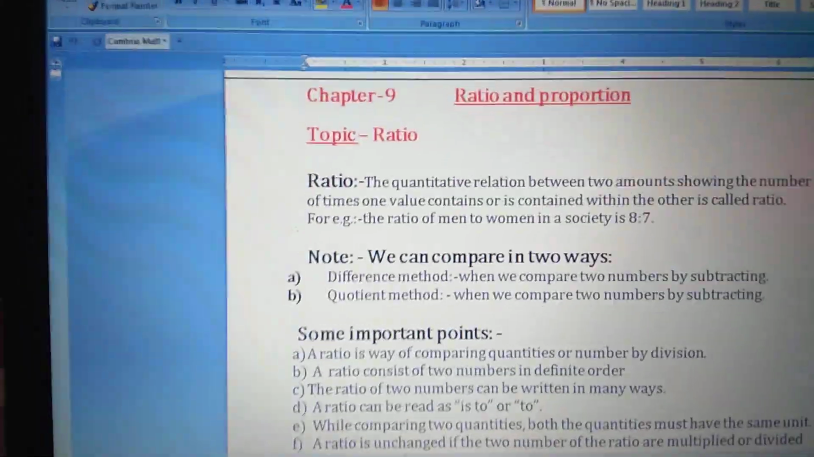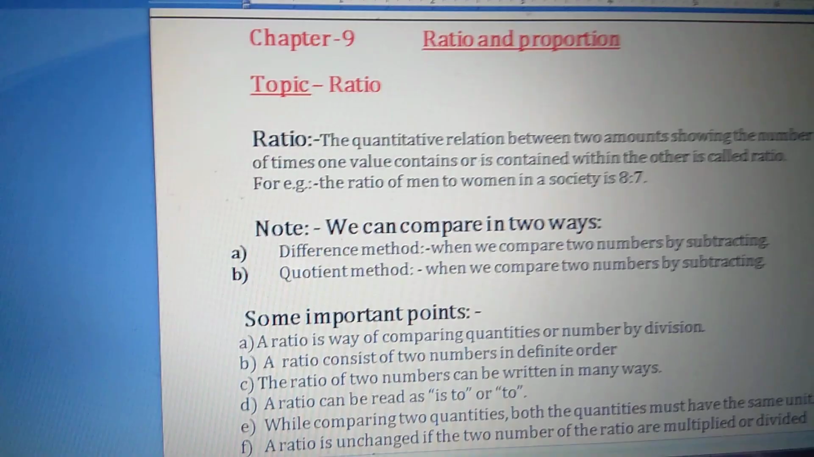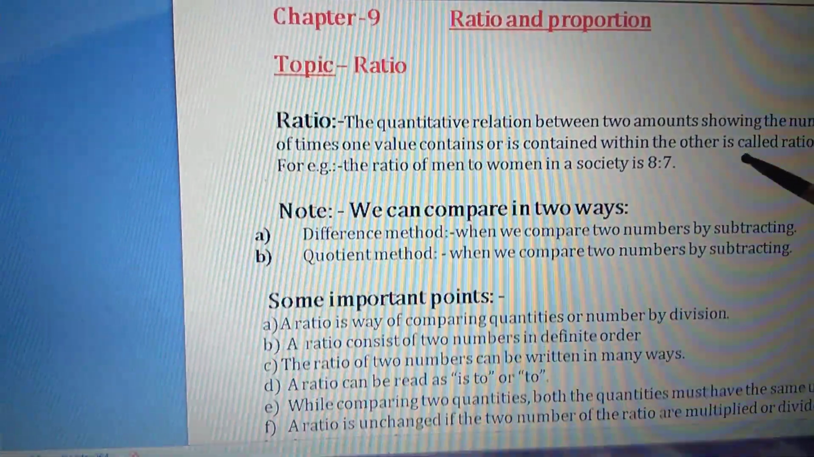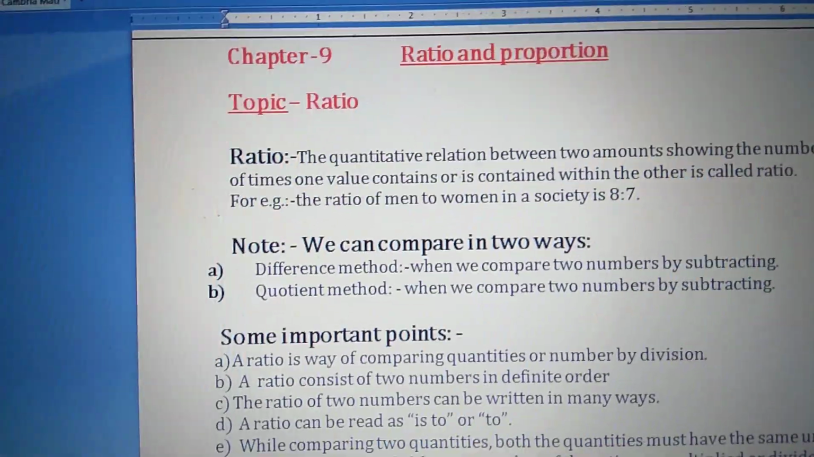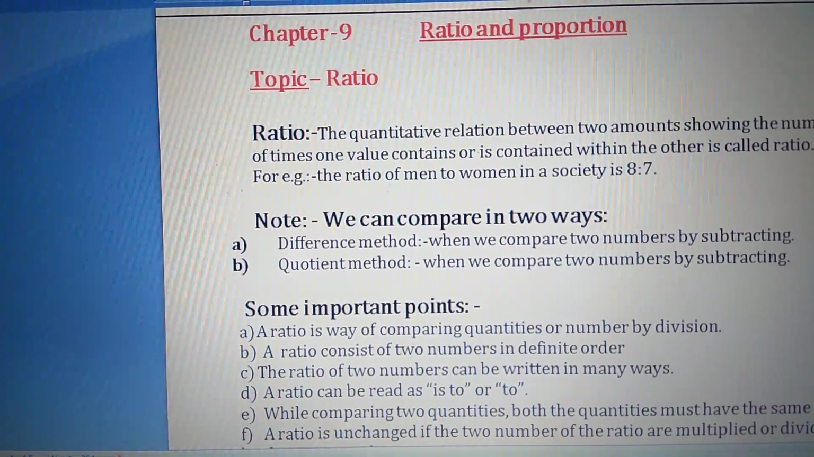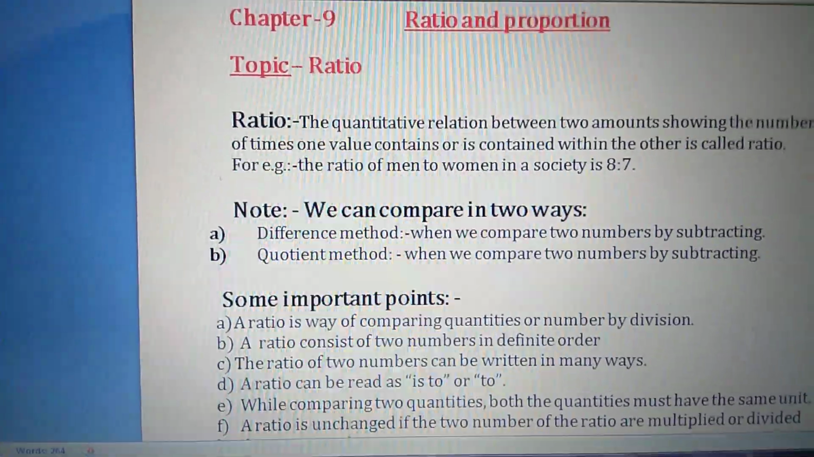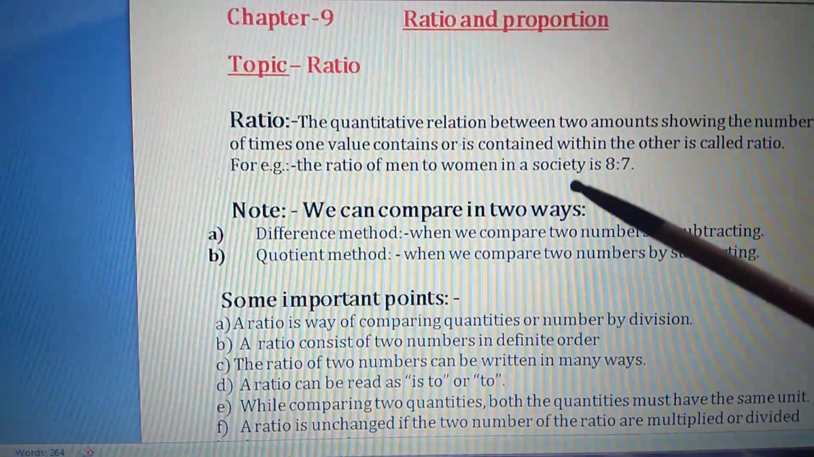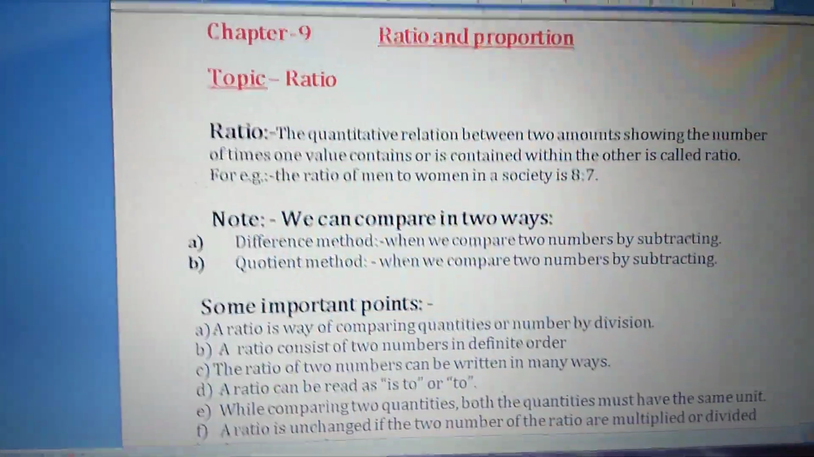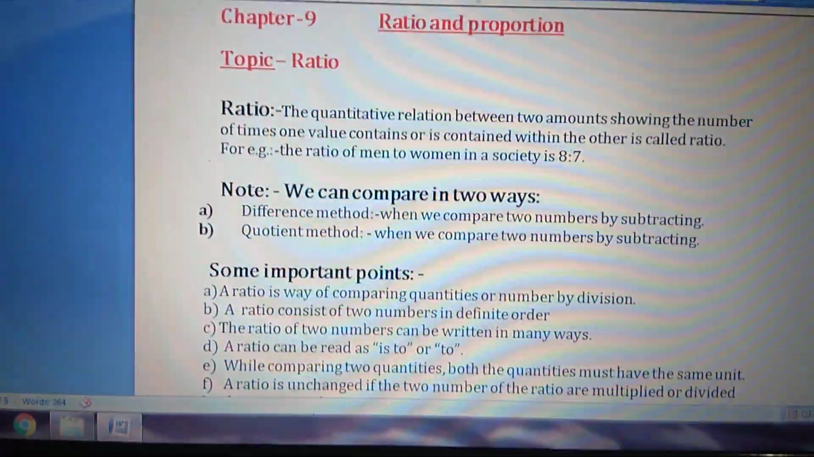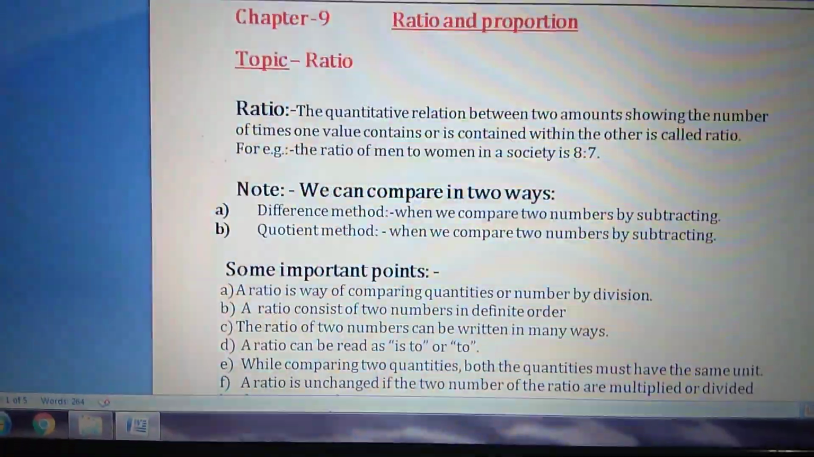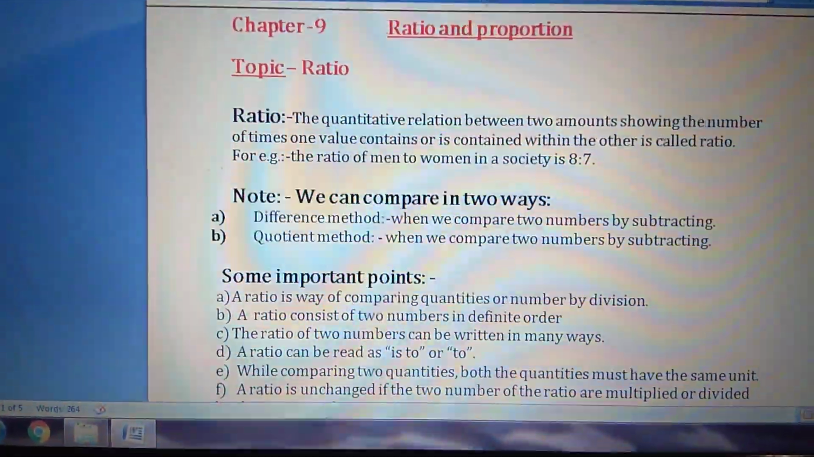Okay? For example, you see the ratio of men to women in a society is 8:7. That means suppose you are living in a society and you are asked to find the ratio of the number of men and women. Then you write the ratio of men to women in a society is 8:9. Now a question may come to your mind. To compare means we have learned difference, but now ma'am is telling compare means in this way. A little bit confusing.